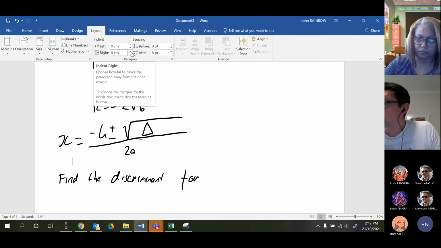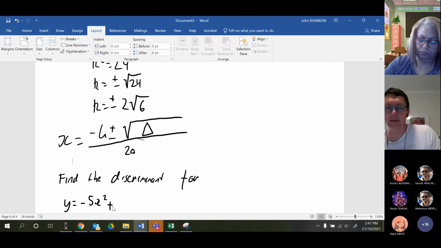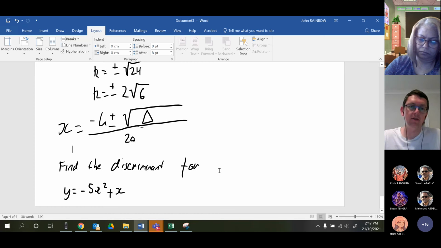Give me a letter from I to L. We'll just go with L. Let's go with the last one. So let's go with y equals negative 5x squared plus x. Let's find the discriminant for that.